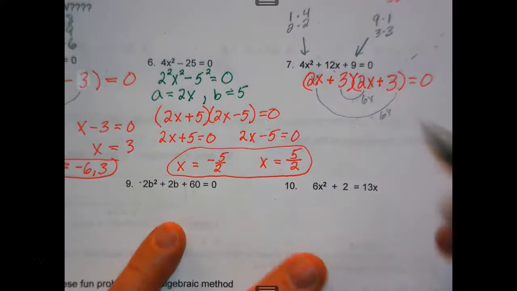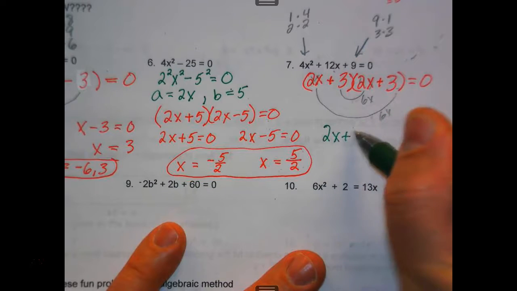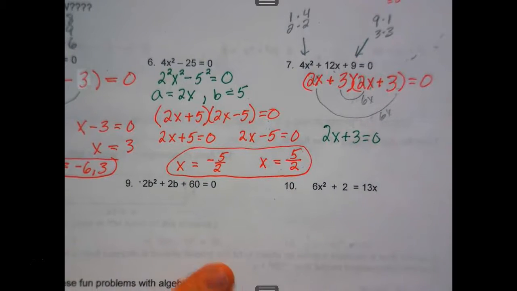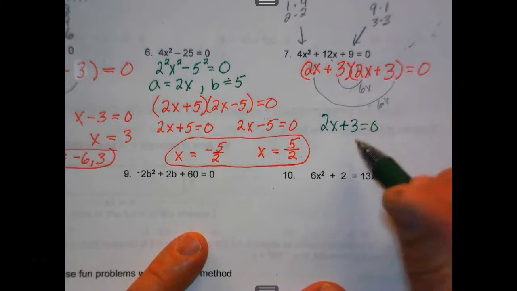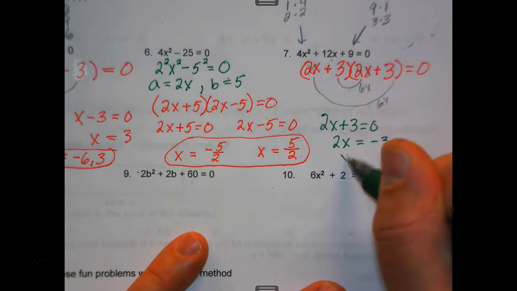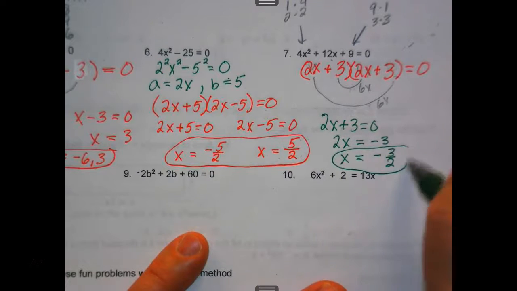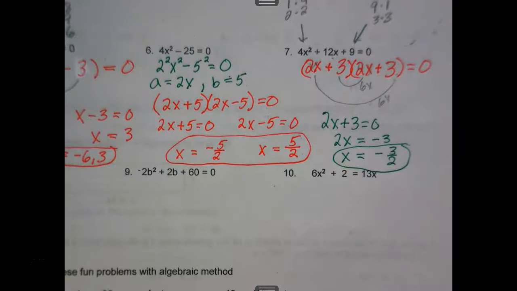Okay, back row. 2x plus 3 equals 0. Hey, look at that. It's the same one. Okay, so we only have to do one of them. Subtract 3 and divide by 2. So this one only has the vertex on the x-axis, right?